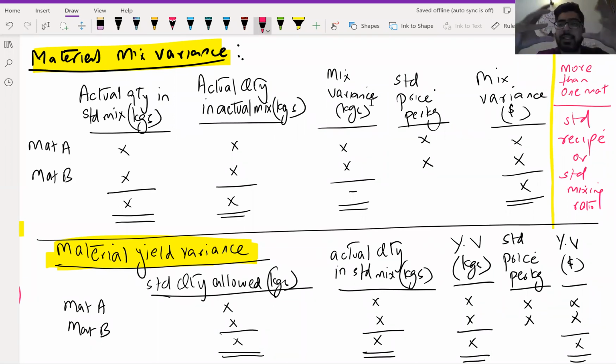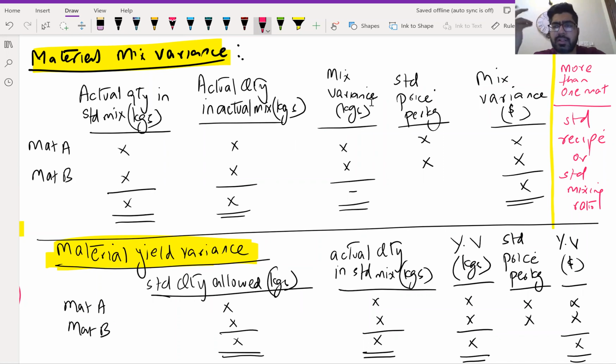Okay. Let's suppose you are constructing a house. It requires water, steel, cement. You cannot say input as much water as you want, as much steel as you want, as much cement as you want. No, there is a standard mixing ratio or standard recipe.